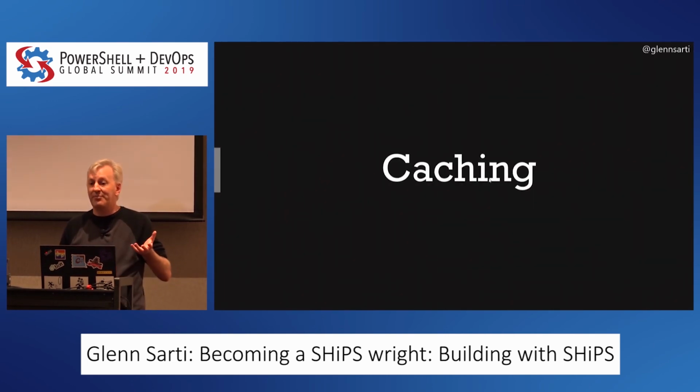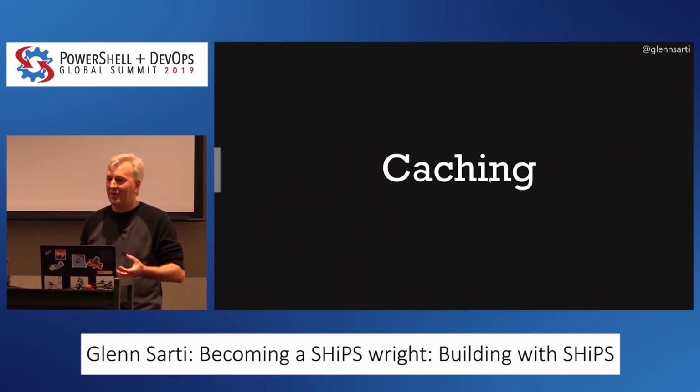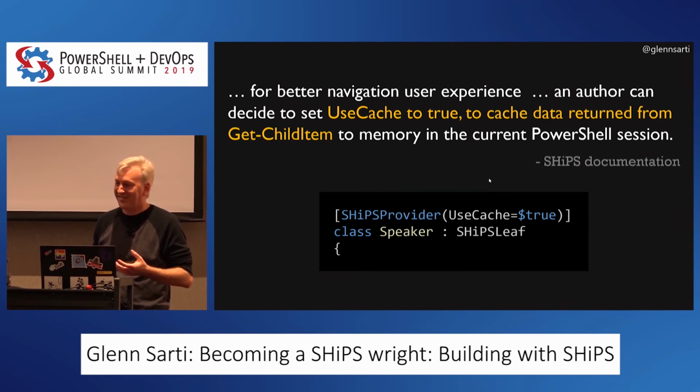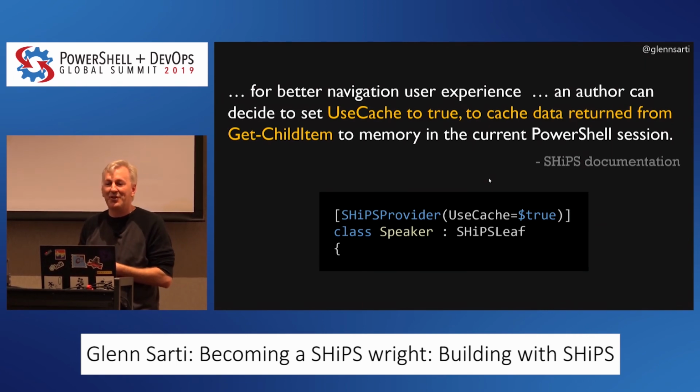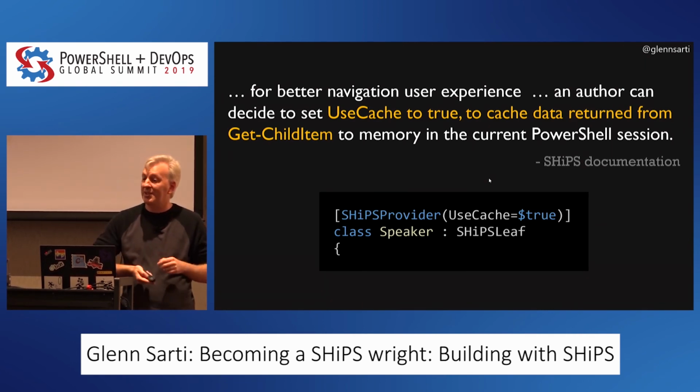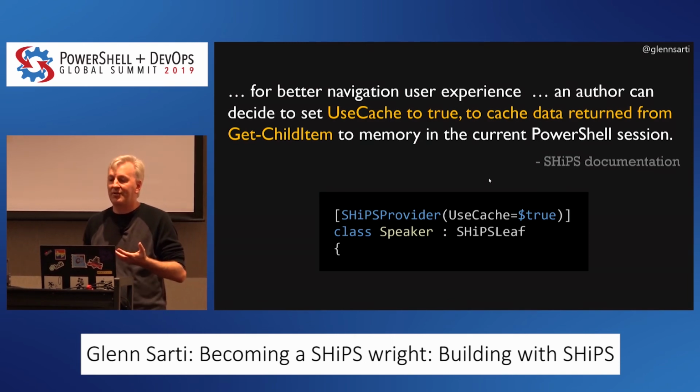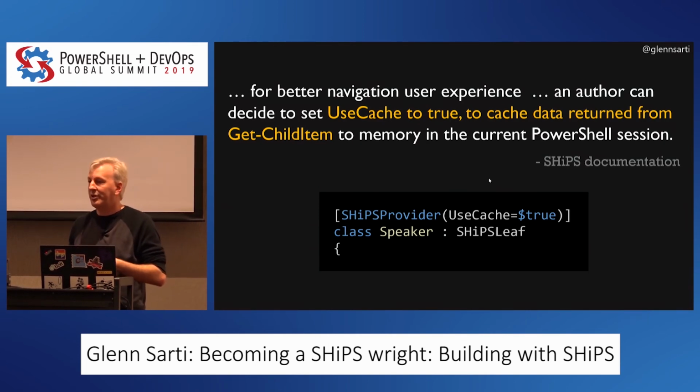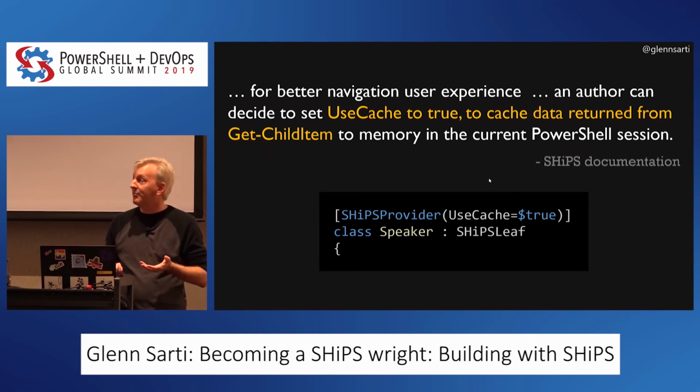So earlier I mentioned that SHiPS had a bit of a caching mechanism. I can't say that word. So the SHiPS cache is turned off by default. But when you turn it on, SHiPS will cache the object directory as it gets created or used, which makes it great when users are traversing up and down the directory tree. Of course, if you want to, you can use your own caching mechanisms as well. But you can turn it on with a SHiPS provider attribute on a class just by using that small class attribute there.